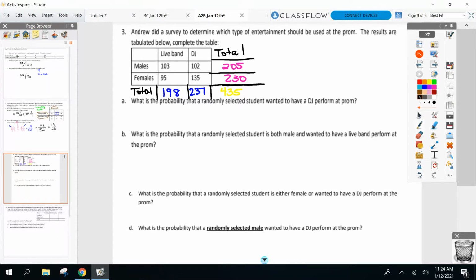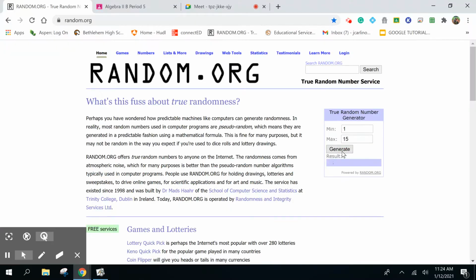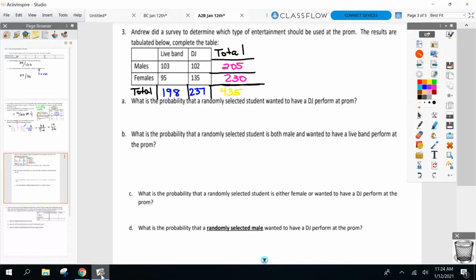Probability you select a student that wanted a DJ. So I'll give you guys time. Look at your table. What's the probability a student wanted a DJ? Boom. Nick, student wanted a DJ, what do you got for me? 237 out of 435. There you go. I don't know about you guys, but doing the total columns ahead of time makes things a lot easier. 237 out of 435.